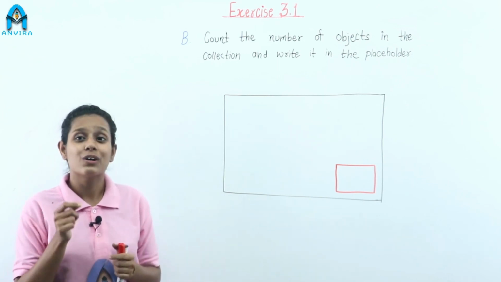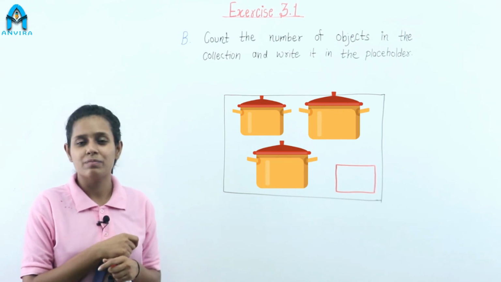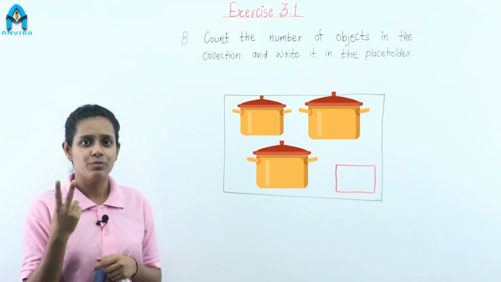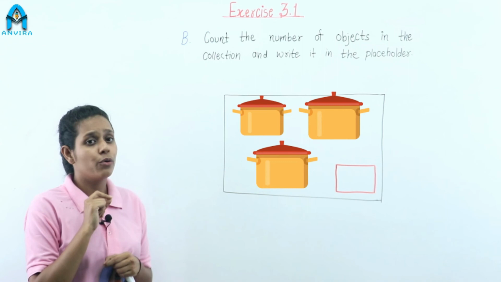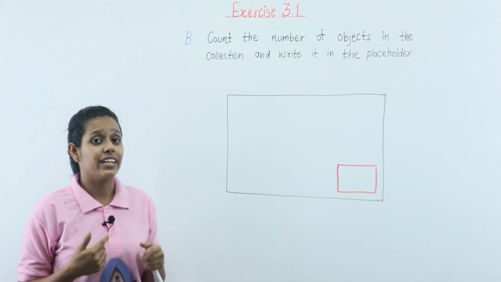Now, look at the first objects. What is this? Cooking pots. How many cooking pots? Let's count. 1, 2, 3. 3 cooking pots. Now write 3 in placeholder. Look at the next picture.